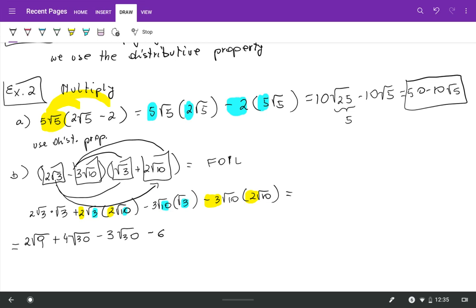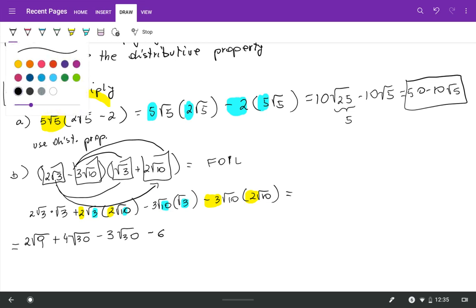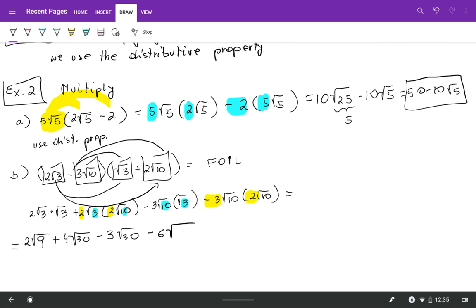And then we have square root, and we're going to multiply the numbers under the square root. So 10 times 10 is 100. Let's simplify that. So again, we know that square root of 9 is just 3. So we have 2 times 3, plus, let me just wait with that plus.